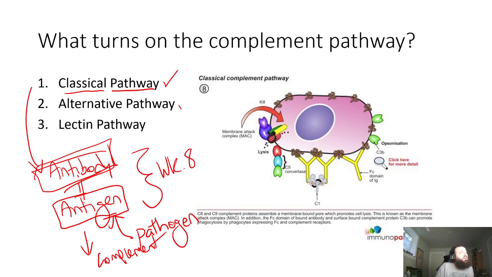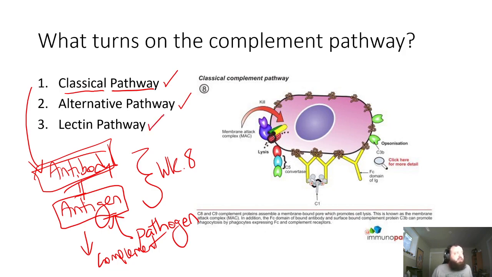The second way to turn on complement is the alternative pathway, and this turns on complement via microbe-specific lipid carbohydrate complexes on the surface. So bacteria and various other microbes will have lipid carbohydrate complexes that are unique to those microorganisms. A better way of saying it is they don't exist in humans. And as a result of that, again, it makes a good target for turning on complement. And so complement will be turned on that way as well.